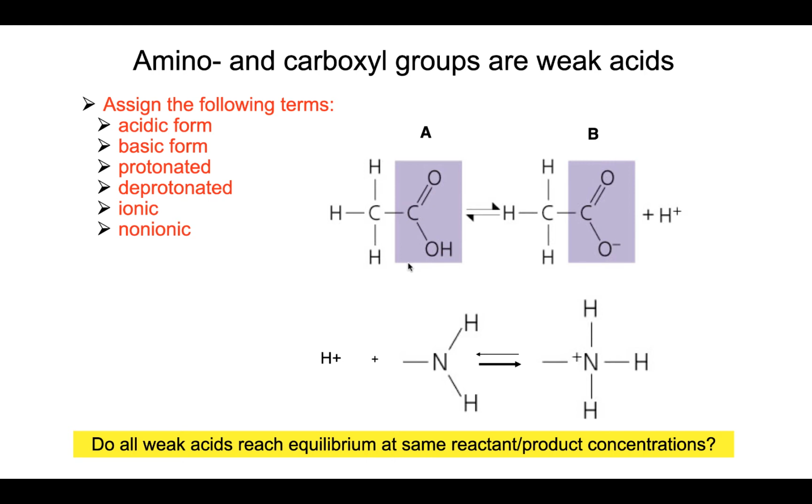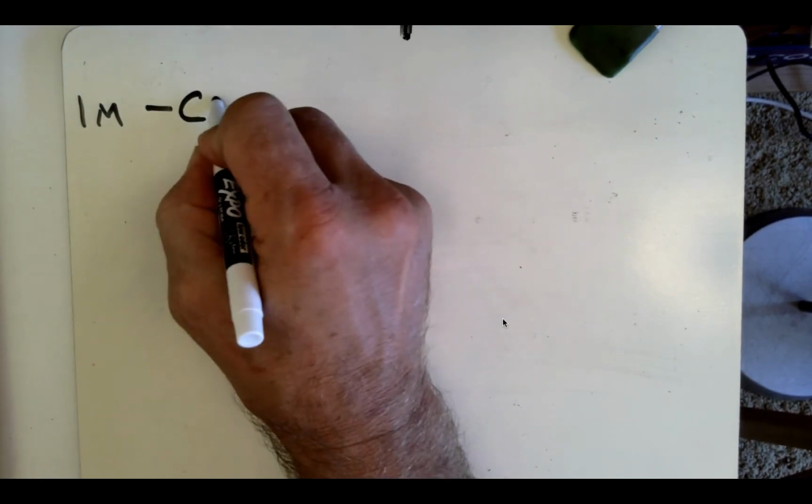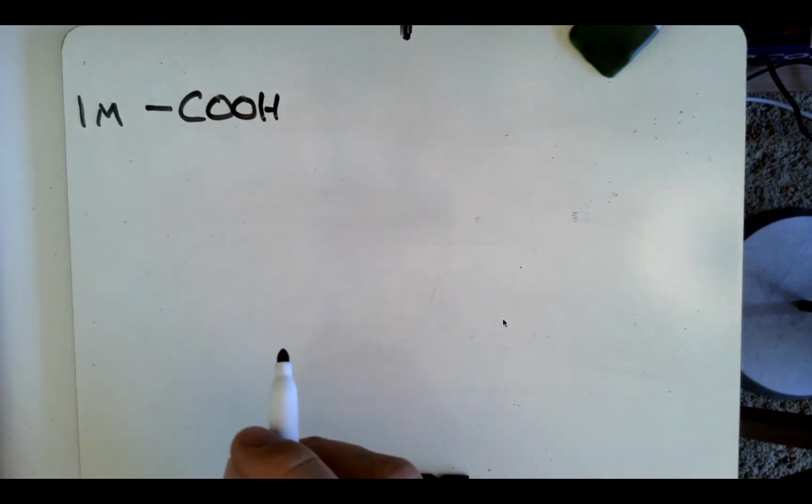Now, one question I have, if we put the same concentration of a carboxyl group and an amino group into a solution and let it reach equilibrium, will we have the same concentrations of protonated and deprotonated group for the aminos and the carboxyls? Let's take a look. All right, so let's make a hypothetical situation here. Let's take a molecule that has a carboxyl group on it, and let's dissolve that molecule into an aqueous solution.